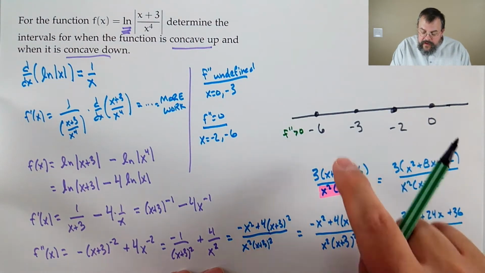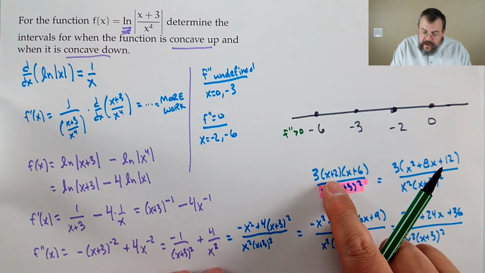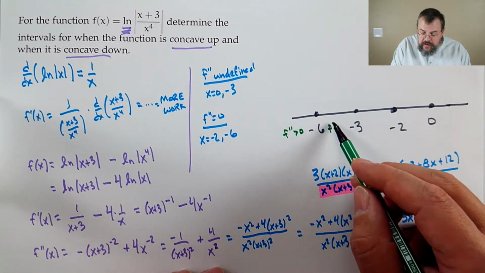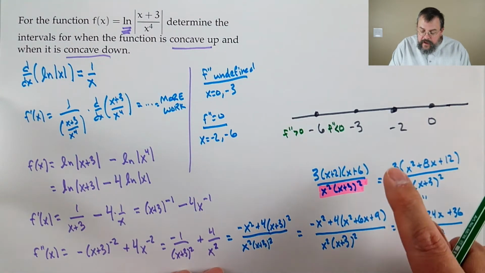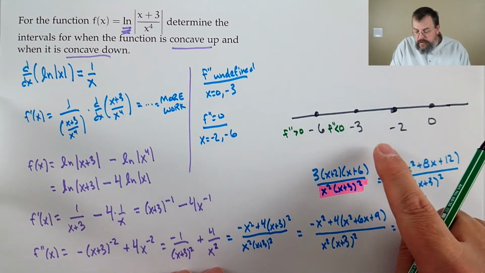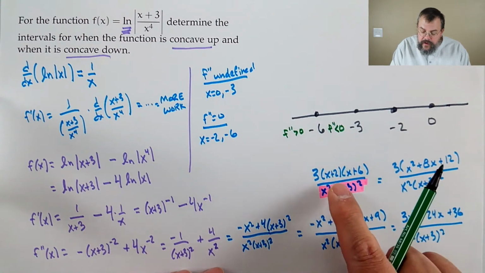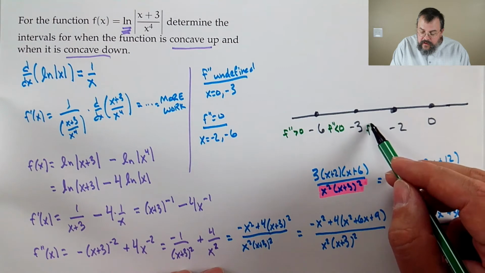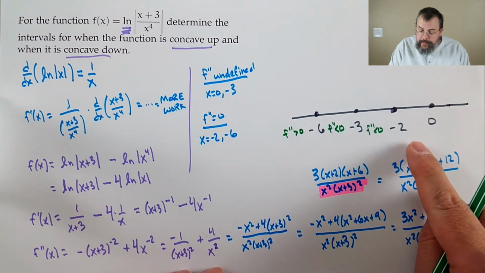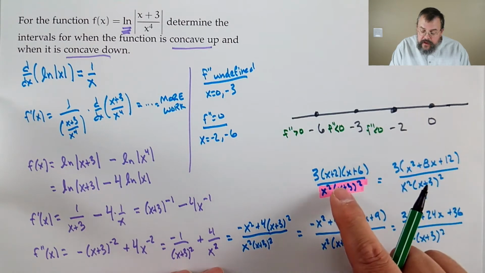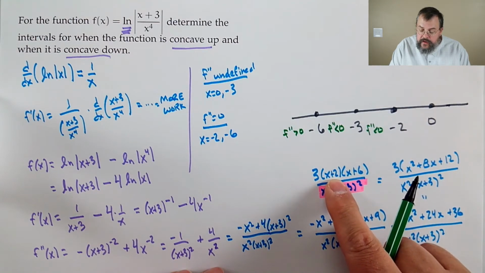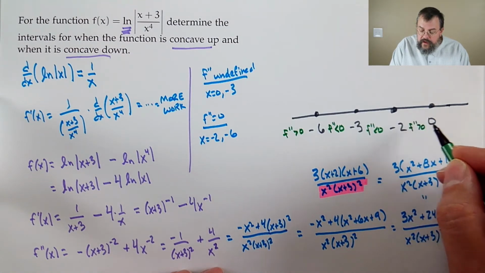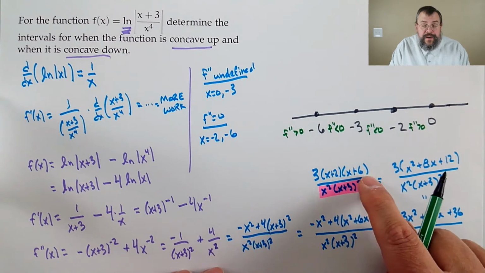All right, how about -5? Well, negative, positive, because -5 plus 6 will be 1. So that says our second derivative is negative. Okay, how about between -3 and -2? Negative 2.5, if you will. Well, negative, positive. So still negative. All right. How about between -2 and 0? Well, I'll say -1. -1 plus 2 is positive. Negative 1 plus 6 is positive. So we're positive. How about above 0? Okay, definitely positive. All right.